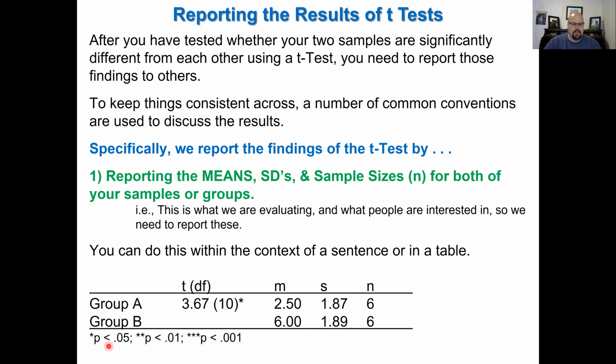So there's one asterisk. One asterisk means that it's significant at the 0.05 level. With SPSS, I usually say just report the actual p-value. That's one way to do it.